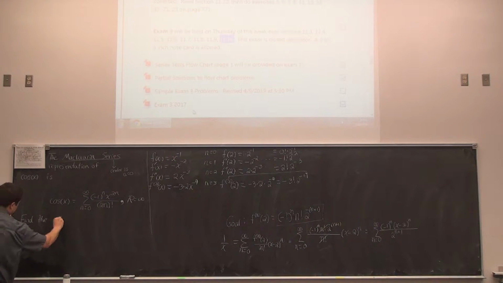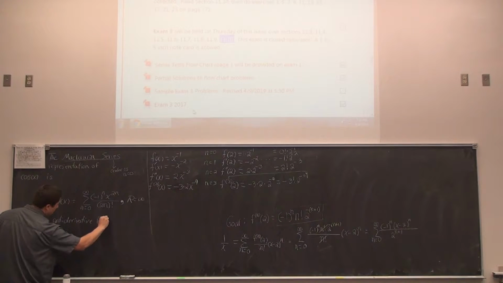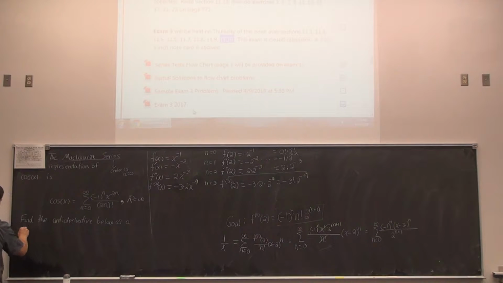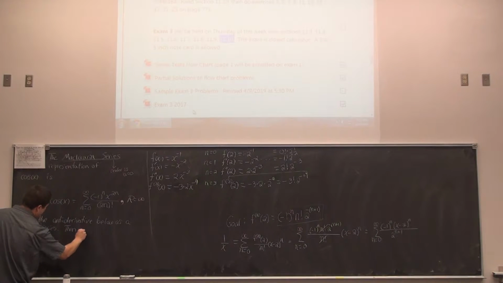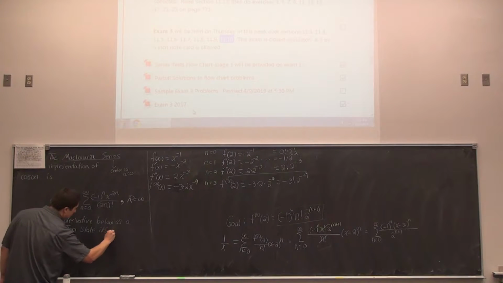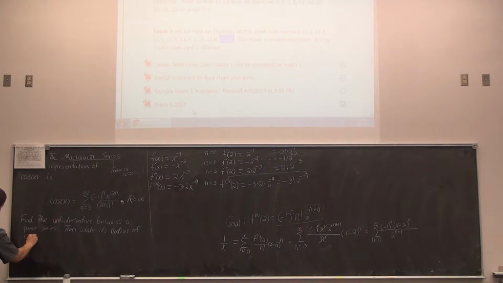the antiderivative below as a power series. Then state its radius of convergence.